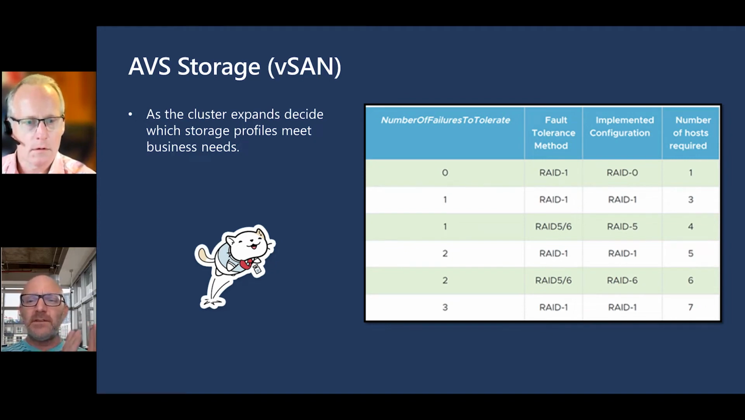Just so everybody who's watching is aware, your failures to tolerate are one thing: how many hosts do you want to be able to fail in a cluster and not lose data, or potentially lose data? And then the RAID level is something completely different. Do you want erasure coding or not? So if you do this pre-planning, your cat will be happy.